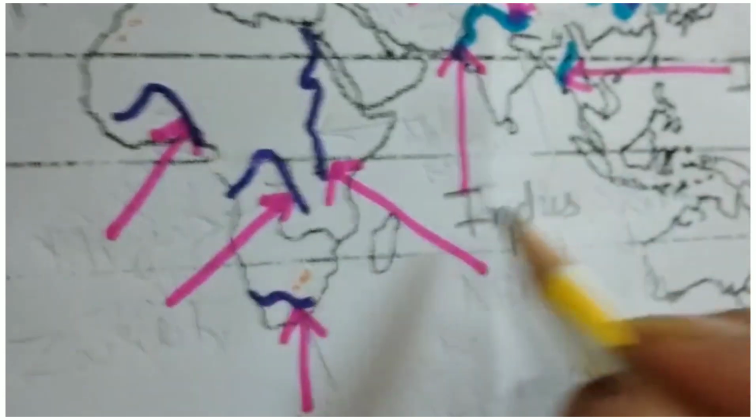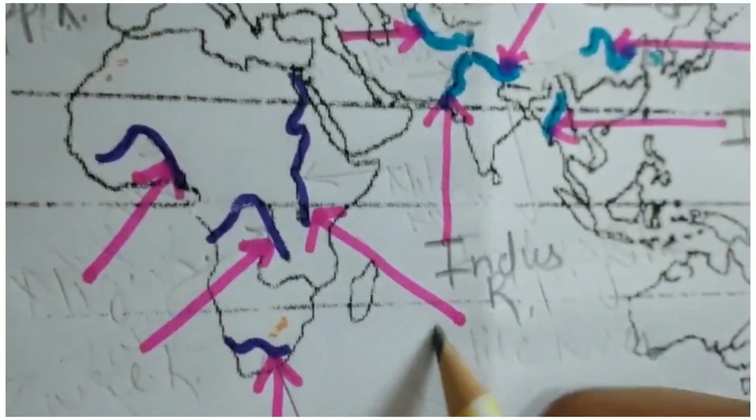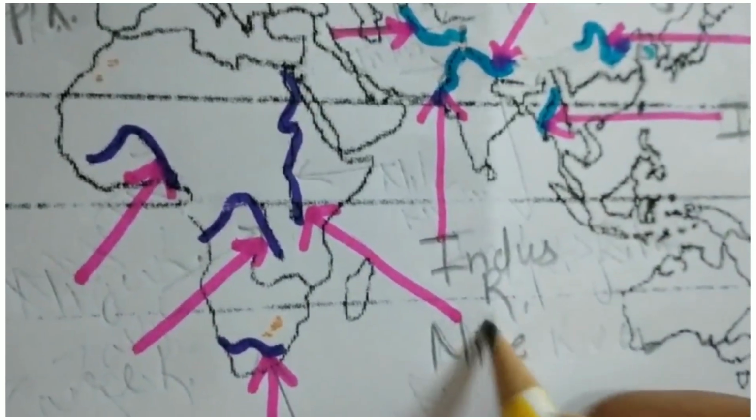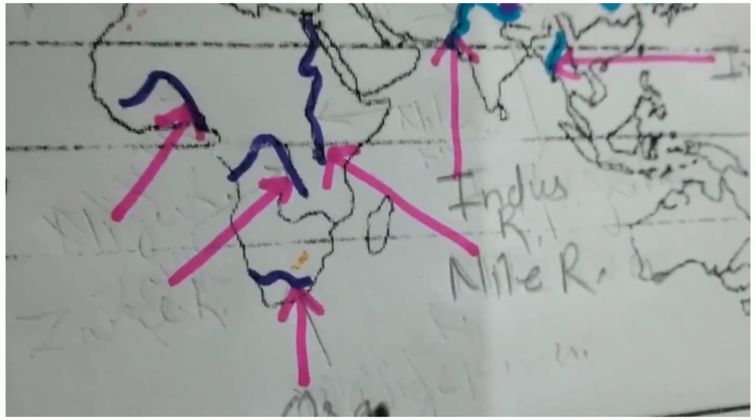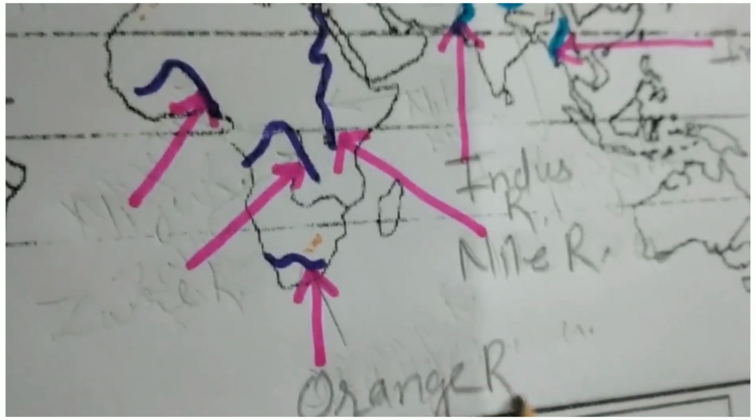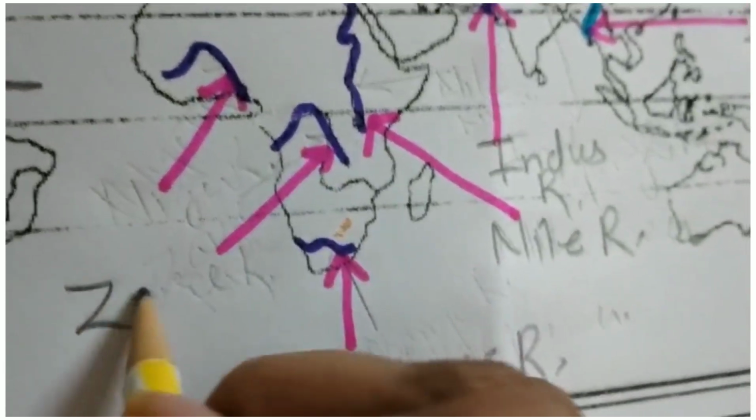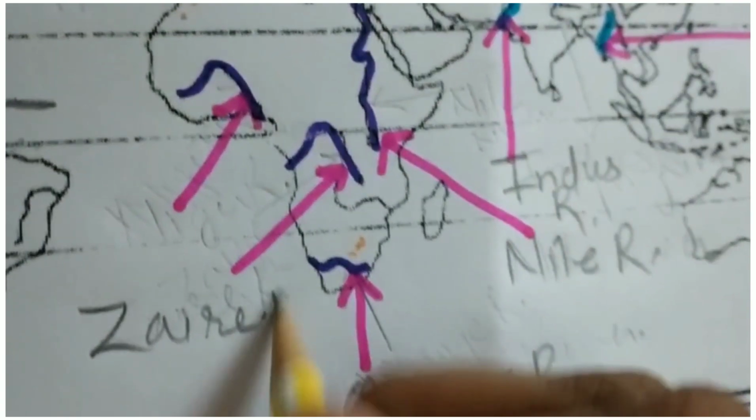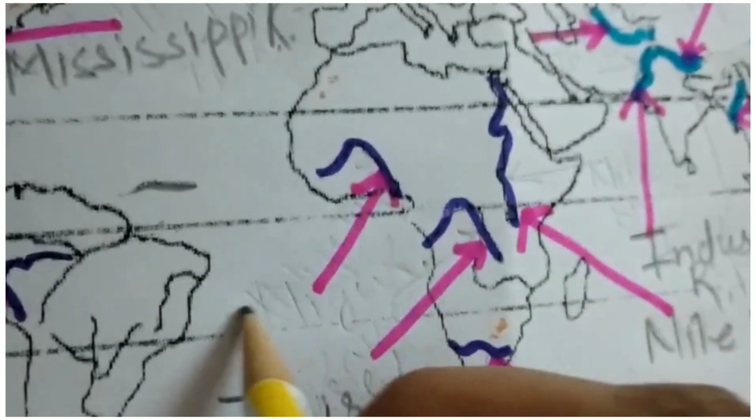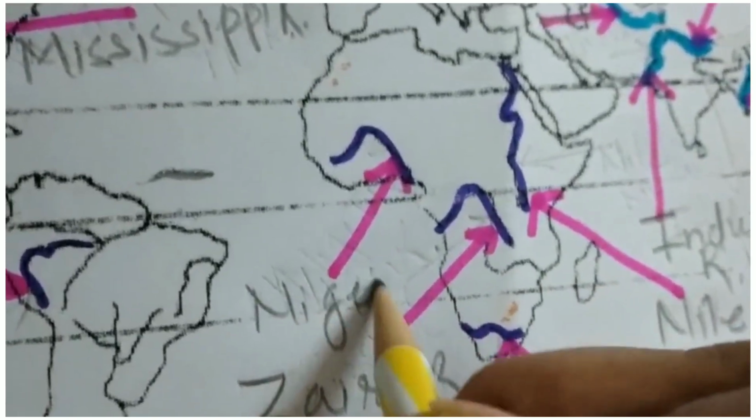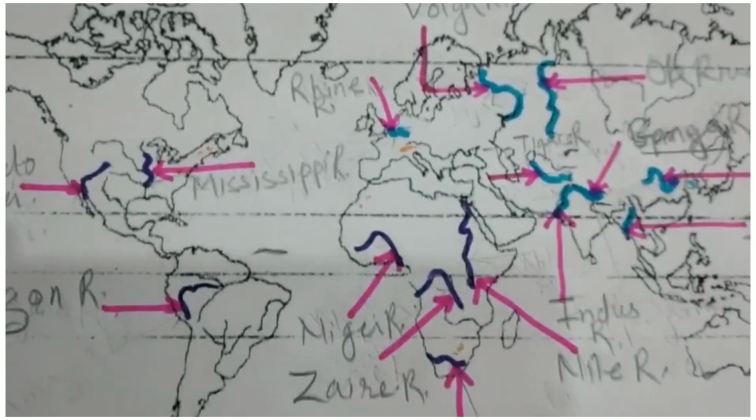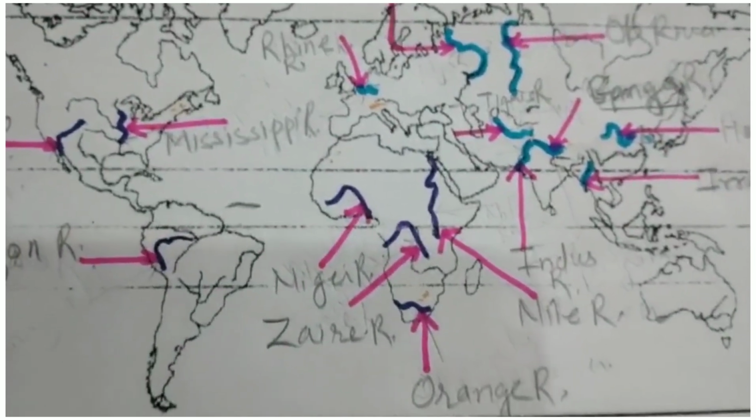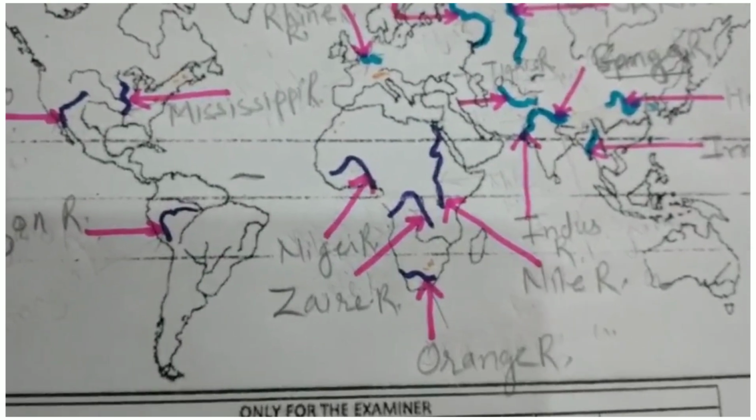Now come to Africa. This one is the Nile River. The bottom one is the Orange River. This is the Zaire River. This is the Niger River. So these are a total of 15 rivers which you have to mark, you have to practice. Clear? And just write down straight, no zigzag way. Clear?